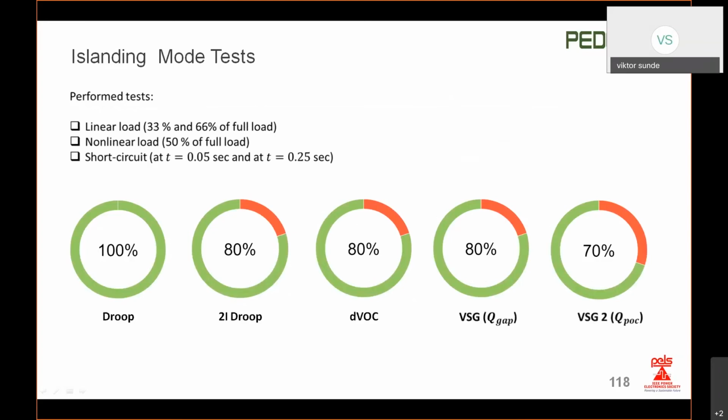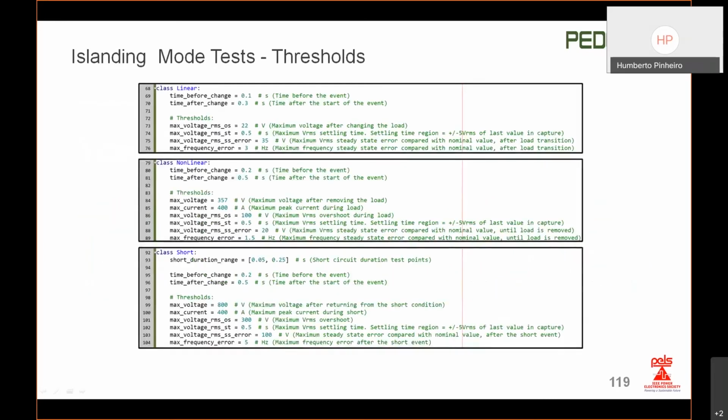Okay. So in island mode, we consider 3 cases. We have linear load, no linear load, and short circuit. In this case, the droop control performed better. The worst performance was with the synchronous generator with the power computer at the POC. So you can parameterize as we had before.